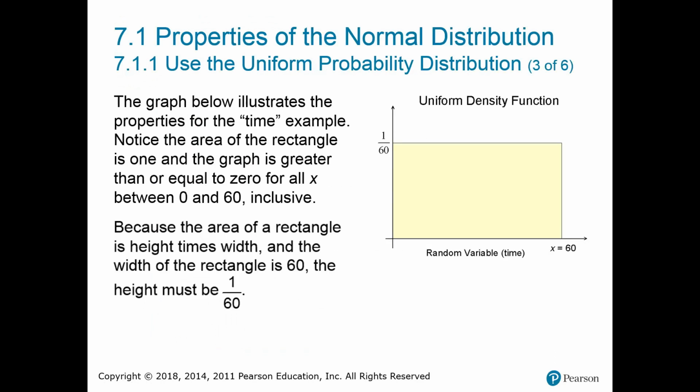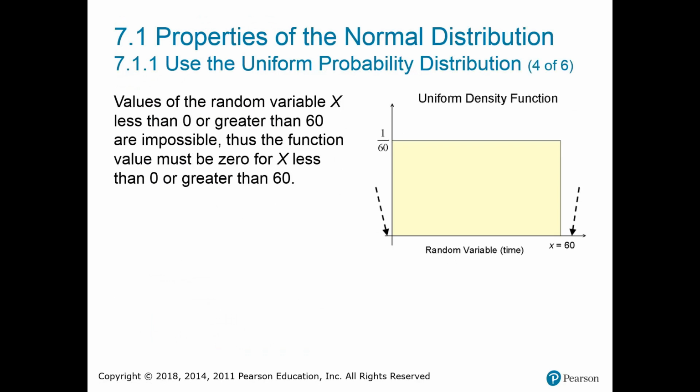The graph shown to the right illustrates the property for the time example. The area of the rectangle is 1, and the graph is greater than or equal to 0 for all x between 0 and 60 inclusive. Because the area of the rectangle is height times width, and the width of the rectangle is 60, the height must be 1 over 60. Values of the random variable capital X less than 0 or greater than 60 are impossible. Thus the function value must be 0 for capital X less than 0 or greater than 60.